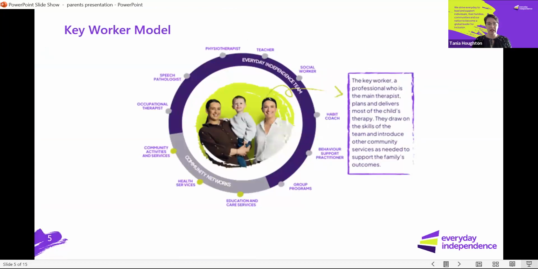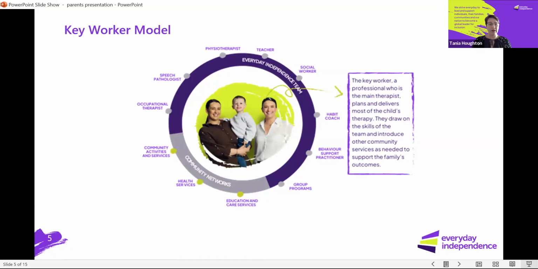So at Everyday Independence, our key worker model is based around the child and family and having one main support working with that child and family. The majority of our key workers are teachers, and they have a broader team around them, which includes an occupational therapist, speech pathologist, physiotherapist, could be a social worker, behaviour support practitioner, or a habit coach. So we have the team that works through that key worker to support the child and family.